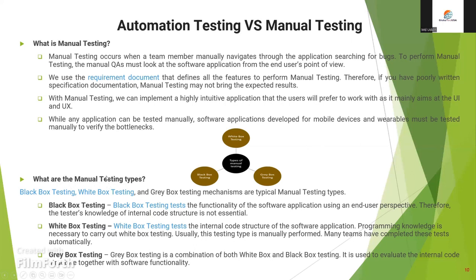So what are the manual testing types? There are several testing types: black box testing, white box testing, and gray box testing. Gray box testing is also called what? Is it combined? There is another name for the gray box. What is the name?